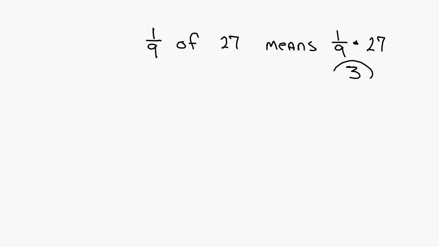Look at this real quick. There's a question on here that says something like 1/9 of 27. If you're asked to find 1/9 of 27, that means 1/9 times 27. So it's just a calculator problem. In your calculator, 1/9 times 27 equals 3.